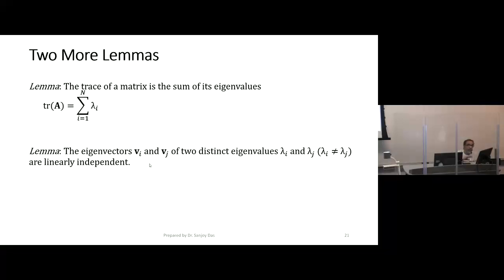The eigenvectors Vi and Vj of two distinct eigenvalues, lambda i and lambda j, that is, lambda i is not equal to lambda j, are linearly independent. So if you have two different eigenvalues, no way can they have the same eigenvectors. That's trivial to prove. You can try to prove it yourself. So if lambda i is not equal to lambda j, then Vi is not equal to Vj. And actually they cannot be negatives either. Vi cannot be equal to negative Vj, because that would give the same direction.